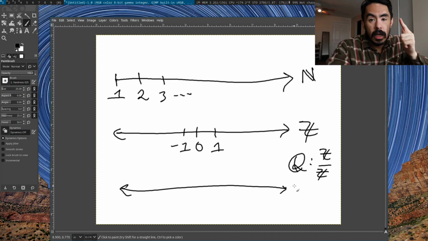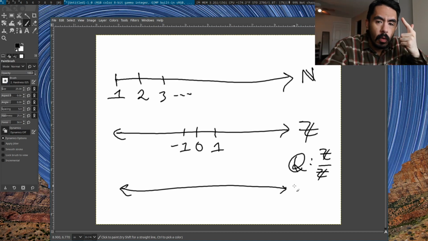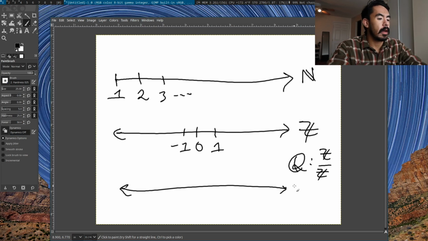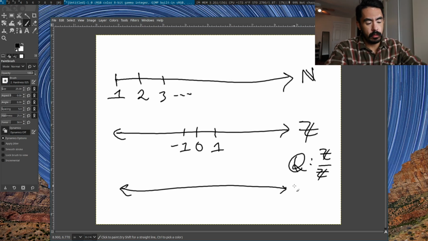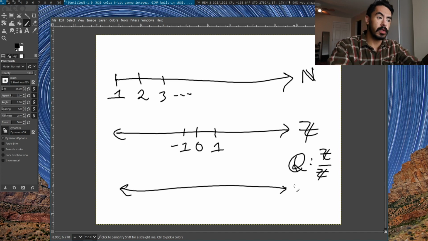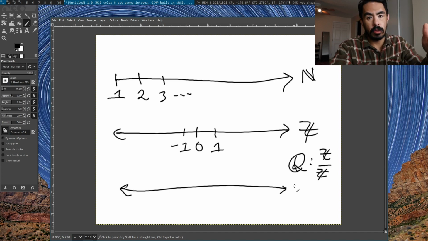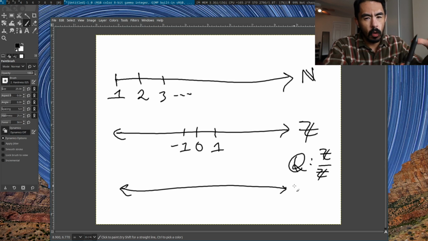I'm getting there. The second property of the real number system is order. So it's basically kind of like how you could say on the natural numbers, you have 1, 2, 3, 4, and all of those are in an ascending order. So 2 is greater than 1, 3 is greater than 2. There's an order to these elements.